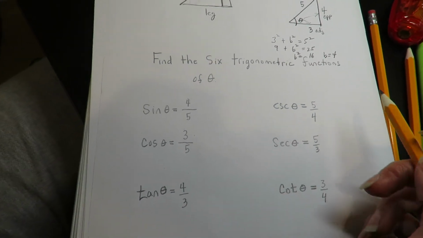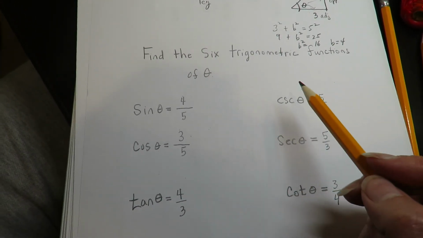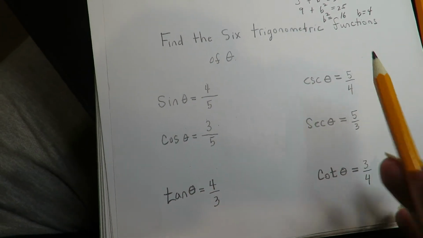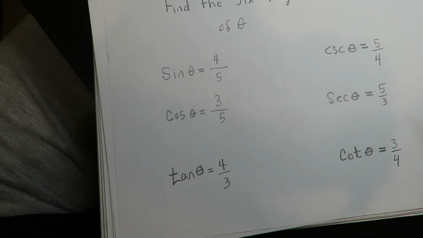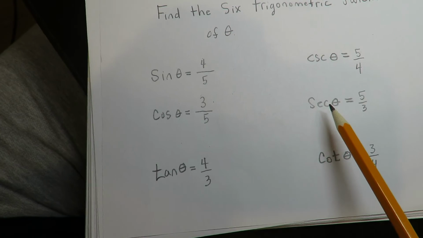Okay, so these are the 6 trigonometric functions of theta, and when I ask you this on the test, that is what I'm referencing: the SOHCAHTOA, and then just remember the reciprocals as well.